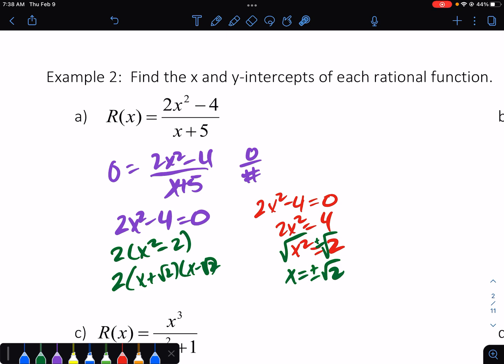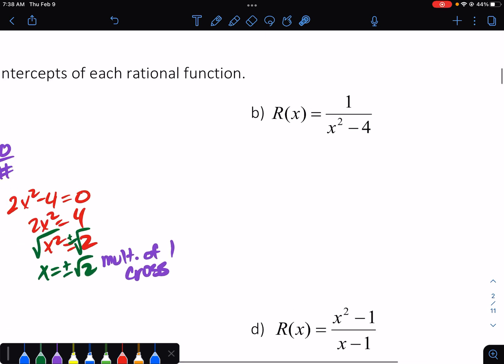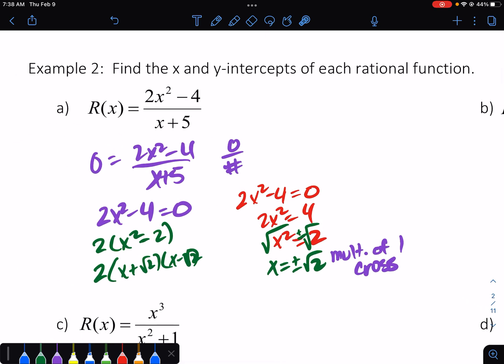Now, our x-intercepts, just like in our polynomials, have a multiplicity. So each of these have a multiplicity of 1, and they're going to cross at the x axis instead of bounce, because our multiplicity is odd. Okay, so that's similar to how we have our polynomials. Oh, I didn't do the y-intercept. So that's our x-intercept. So we would have plus or minus root 2, 0 are our x-intercepts.